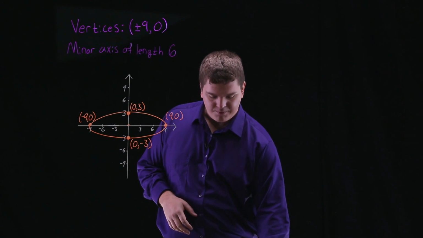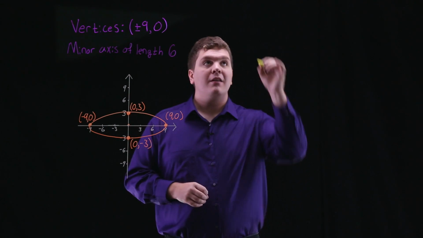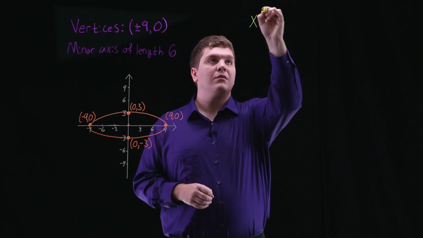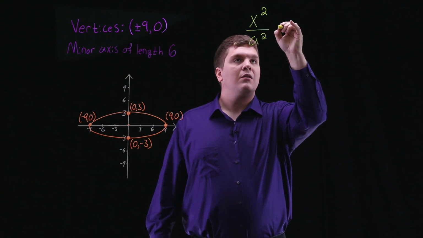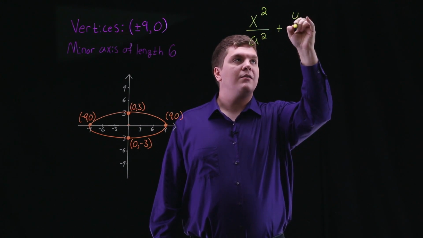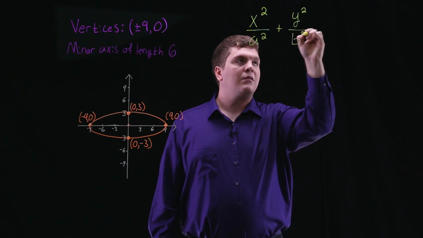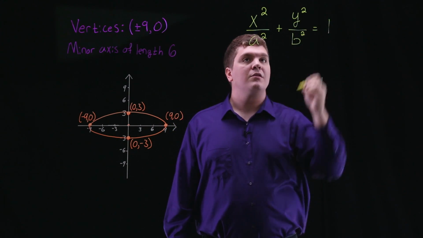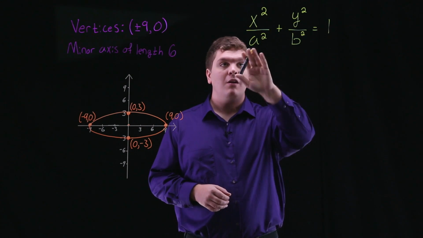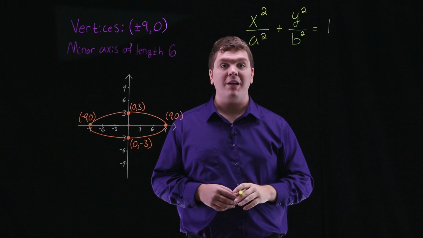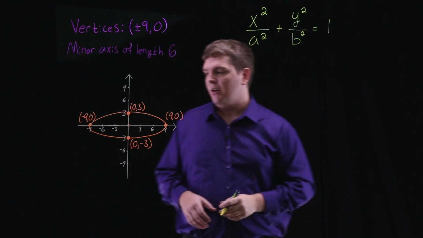What that tells us is that the equation of the ellipse that we're going to be looking at is x squared divided by a squared plus y squared divided by b squared is equal to 1. So what we have to do now is find a and b. And looking at this, that's actually pretty easy to do.